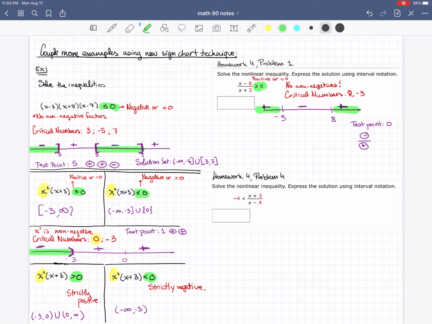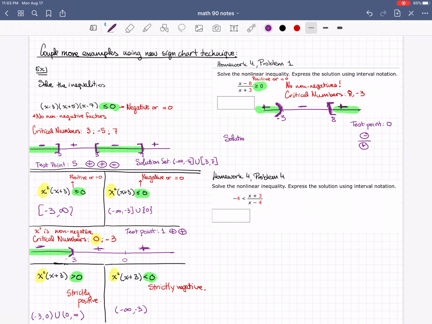But here is the distinction between quotients and products: you can't divide by 0. So the critical number that comes from the denominator is not admissible as part of the solution because division by 0 is undefined. Even though it's a non-strict inequality, we still do not take -3 into our solution set, because at -3 the denominator is 0. However, we do take 8 into our solution set, so we put a nice bracket there. And so there's our solution set.